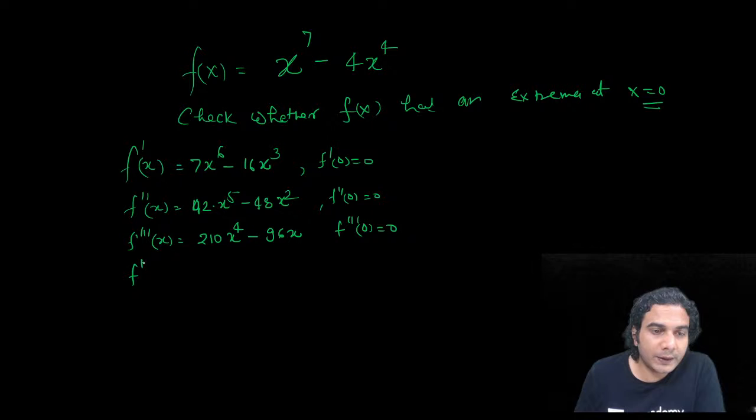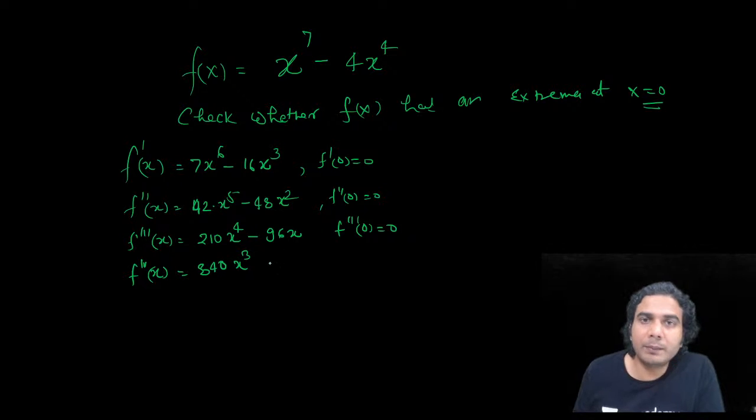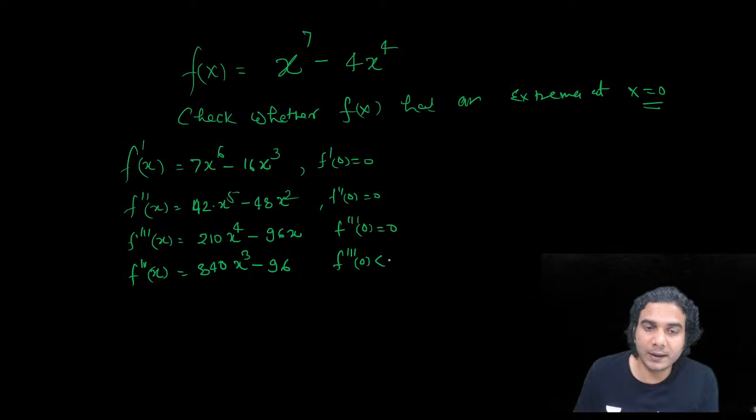Then we'll check the fourth derivative. The fourth order derivative is going to be 840x^3 - 96. You can see the number is not going to matter, it is negative, it is not 0.